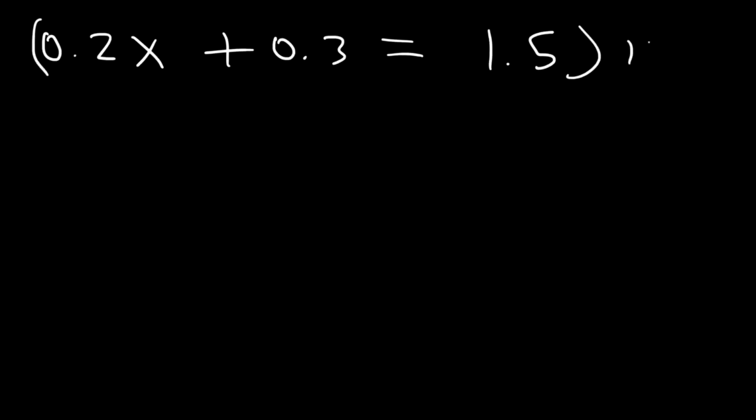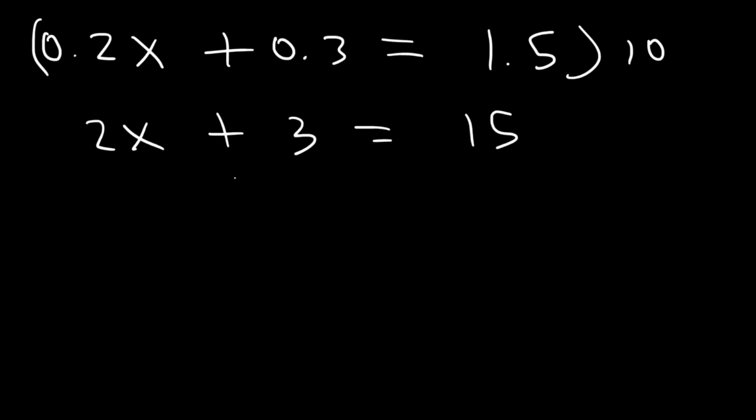Now sometimes you may have to deal with decimals. Let's say we have 0.2x plus 0.3, which is equal to 1.5. Now you can go ahead and solve it, or you can eliminate all decimals. Now every decimal in this equation is rounded to the 10th place. So to get rid of all decimals, all we need to do is multiply everything by 10. 0.2x times 10 is 2x. 0.3 times 10 is 3. 1.5 times 10 is 15.